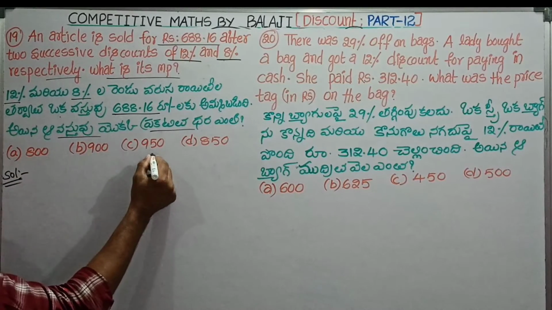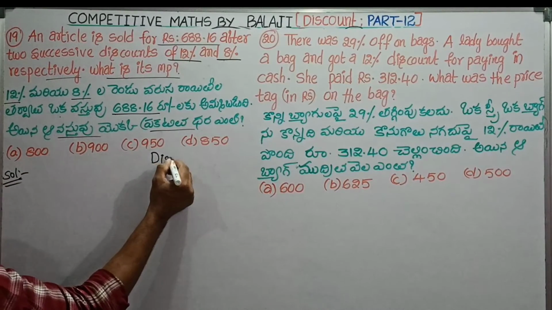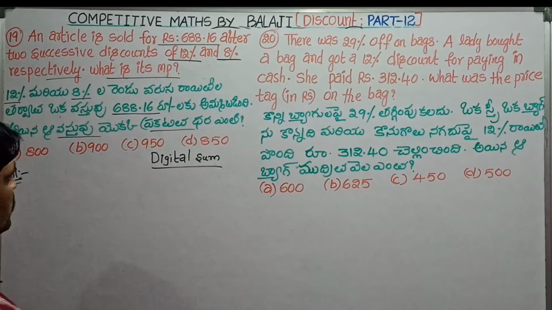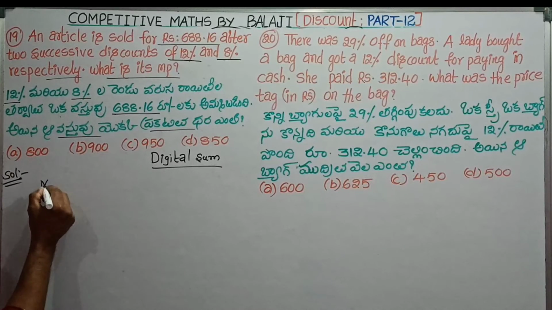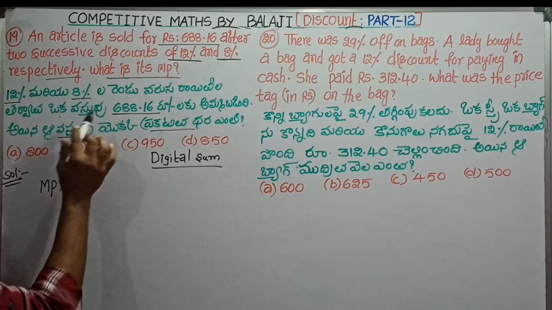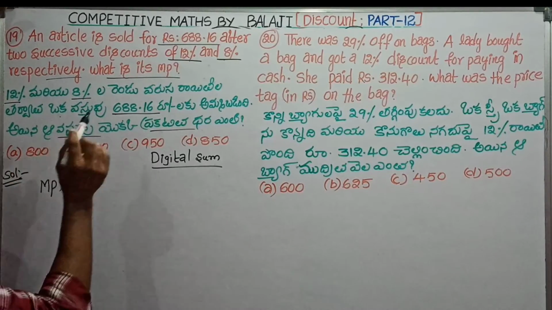Let us see the solution by digital sum method, that is, sum of the digits. Suppose the market price of the article be MP.